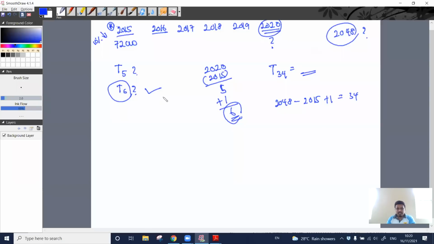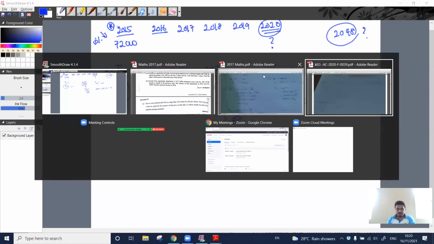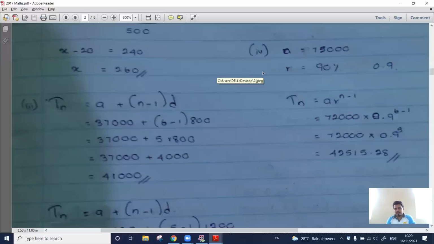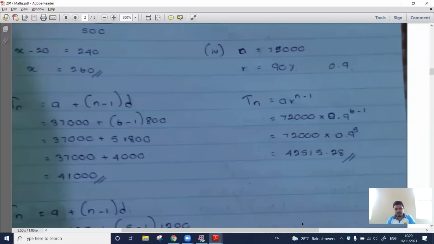So here we need to get the T6 value. So this is the formula. This is a geometric progression, so we can find the nth term value using this one. Tn equals a into r to the power n minus 1. Value of a is the first year, the 2015 registration value. So that is 72,000. Common ratio, R value is what?